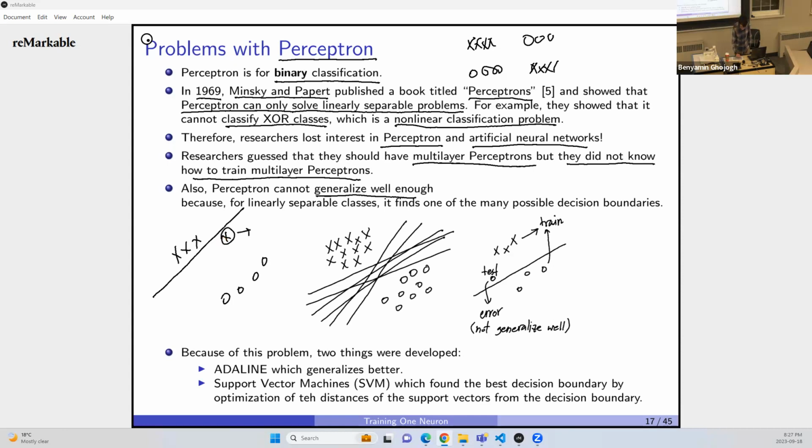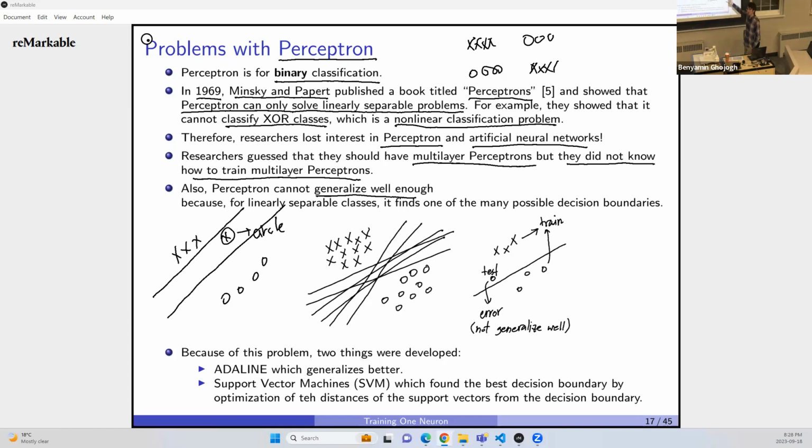Perceptron says that this is circle, right? Although if it was here, it would say that this is correctly cross, right? So it cannot generalize to unseen data, to test data. Well, which decision boundary generalizes well? The decision boundary which is exactly between the two classes with the same distance from the two classes, right? This is the best generalization that we can have using a linear classifier. This is exactly the idea of SVM.